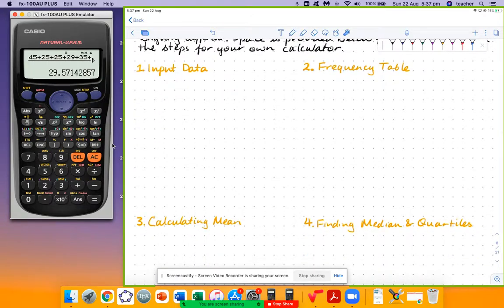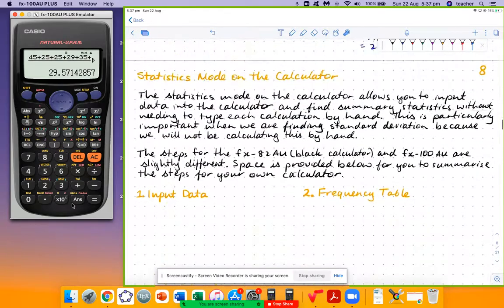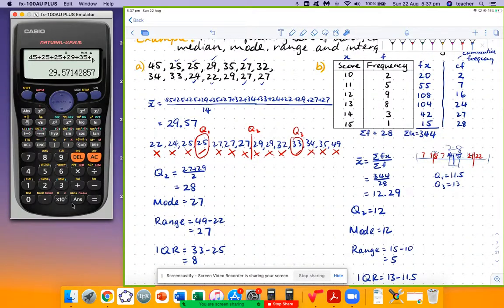We're going to go through a couple of things. First, inputting data, so how we put the data into the calculator. We're also going to look at working with a frequency table, like our first two examples. Then we're going to calculate the mean and also find the median and quartiles using our calculator. All of those calculations we did up here, we didn't actually need to do by hand. We could have just plugged it all into a calculator. I'm going to use these two examples in the calculator, so make sure you're watching and give this a go. If you need to watch it a couple of times, watch it a couple of times. It's really important that you do.